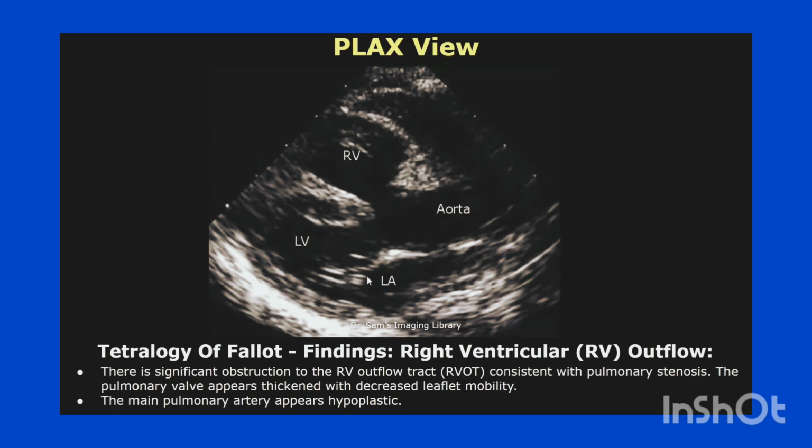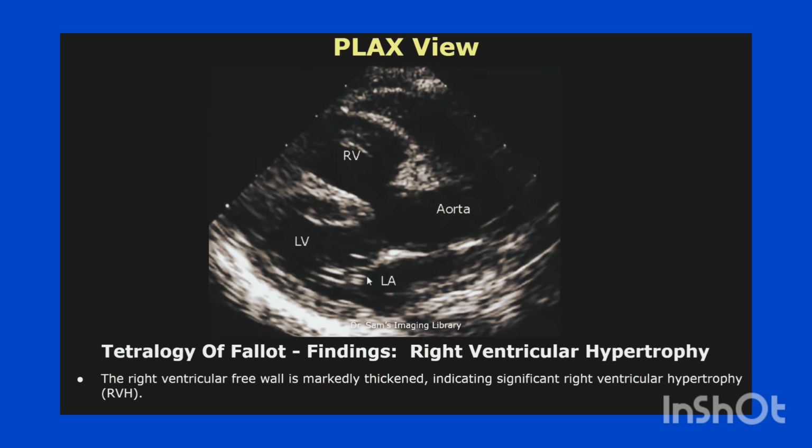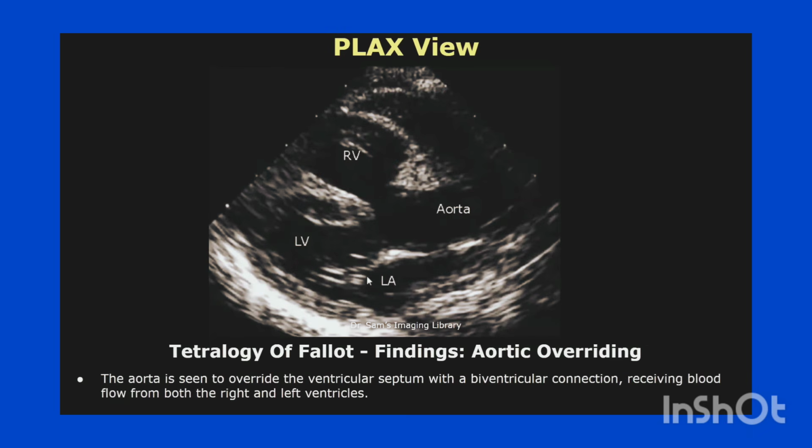The pulmonary valve appears thickened with decreased leaflet mobility. The main pulmonary artery appears hypoplastic. The right ventricular free wall is markedly thickened, indicating significant right ventricular hypertrophy. The aorta is seen to override the ventricular septum with a biventricular connection, receiving blood from both the right and left ventricles.